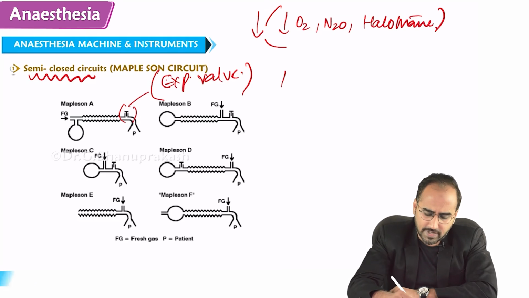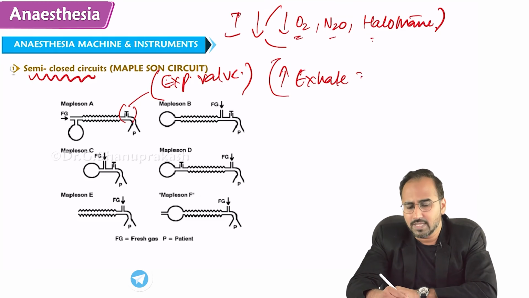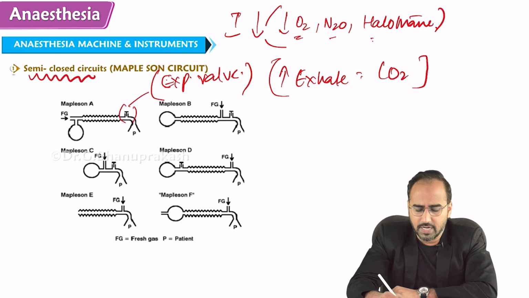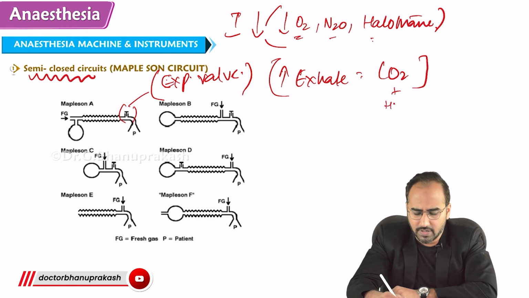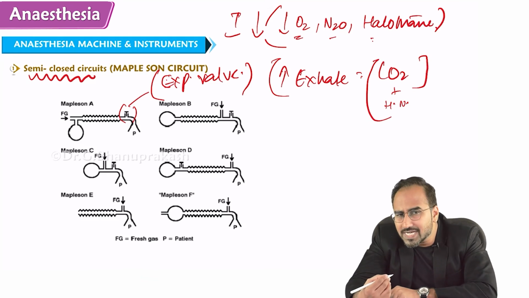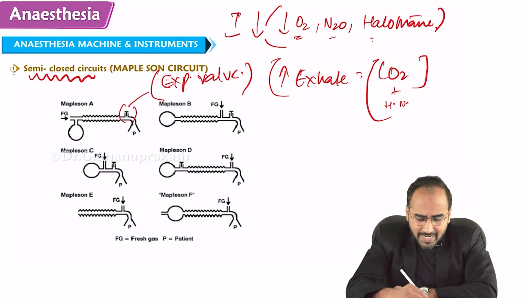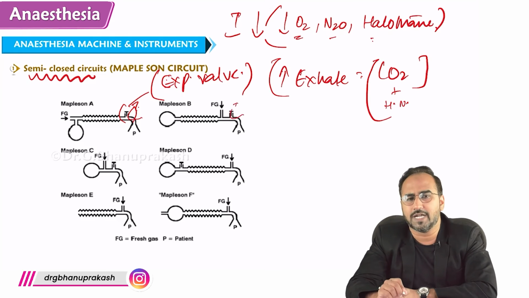After some time, the patient will also exhale something. Respiration is a two-way process. The patient is inhaling oxygen, nitrous and halothane. What will the patient exhale after some time? The patient will exhale carbon dioxide. With carbon dioxide, he might exhale some of the halothane or some nitrous, but mainly he will exhale carbon dioxide. So why is the expiratory valve given? As the patient is exhaling, that exhaled carbon dioxide should go out from the expiratory valve, right?